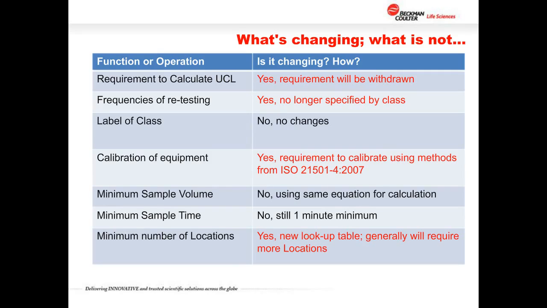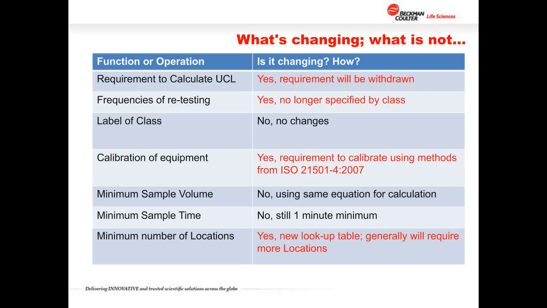So in terms of things that are changing in particular, there was a need to calculate an upper confidence limit value in the previous document for sample areas where you took a small number of space locations, less than 10. You had to do one further step. That requirement has been withdrawn in the new revision. The frequencies of retesting used to be specified by class. If it was ISO class 5 or cleaner, this period was 6 months, and if it was 6, 7, 8, 9, it could be 1 year.